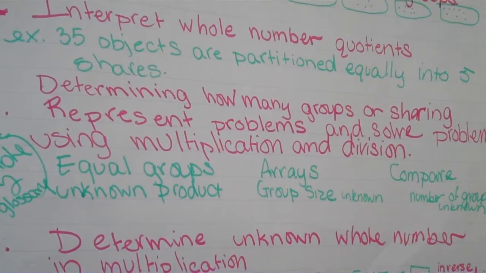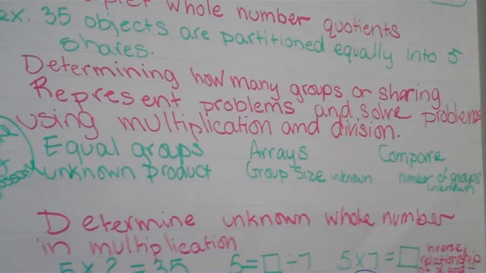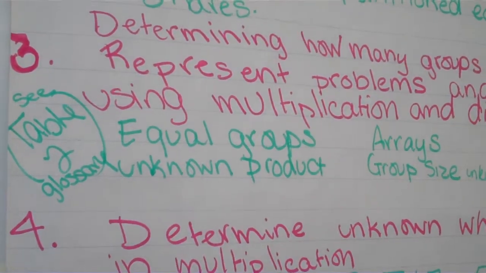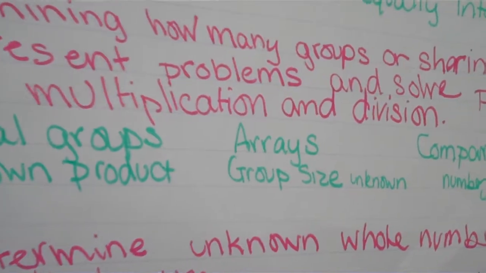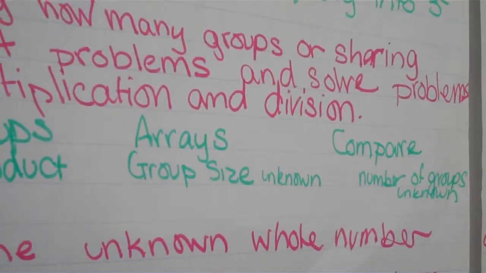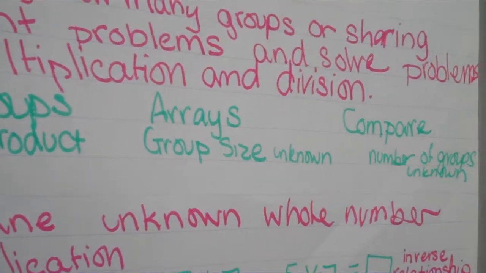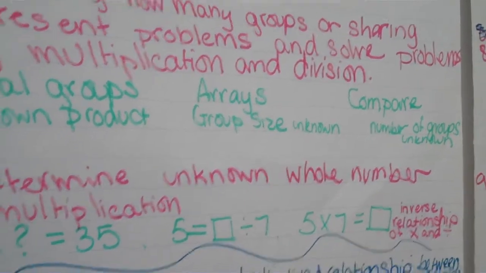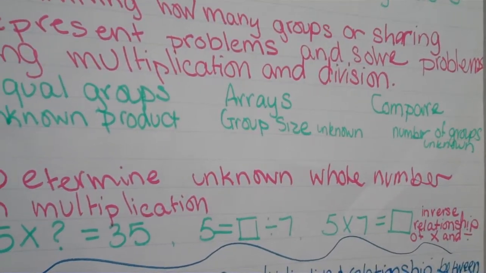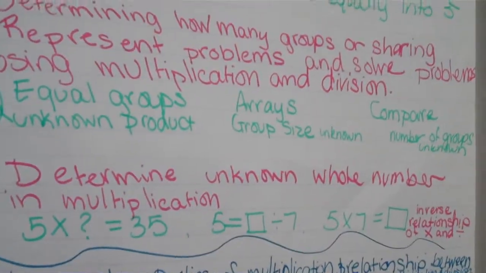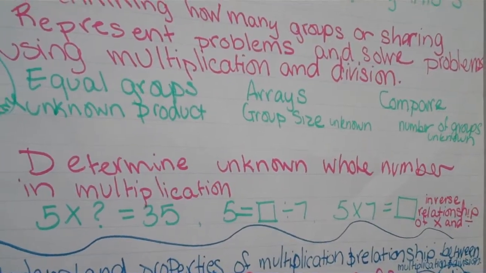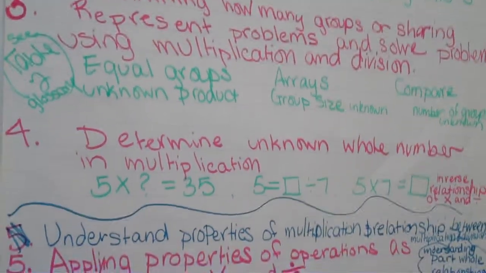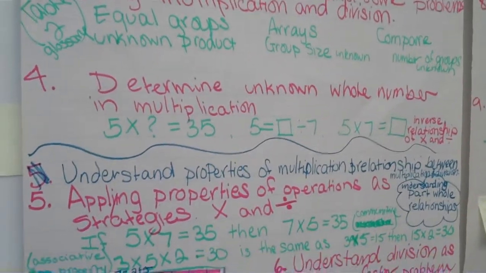Represent and solve problems using multiplication and division. And for us, we have the Table 2 glossary, where they have to solve problems with equal groups for unknown products, equal groups when the group size is unknown, equal groups when the number of groups is unknown. And then same thing for arrays with unknown product, arrays, group size unknown, arrays, number of groups unknown. And then lastly, compare problems, unknown product, compare group size unknown, compare number of groups.